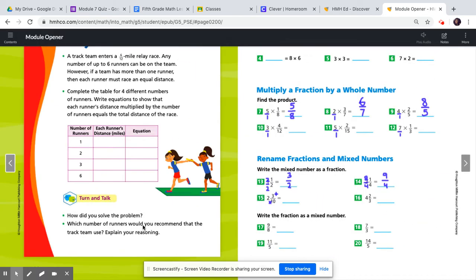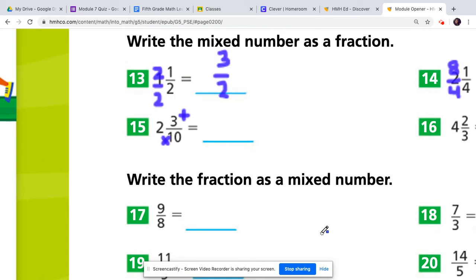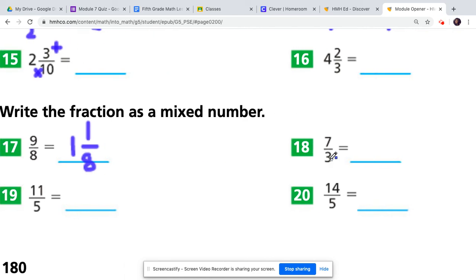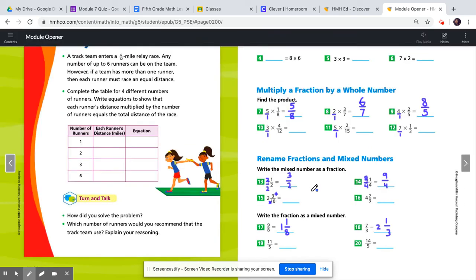Now you're doing the opposite. Let me get my writing tool. The opposite is being done over here. You have to ask yourself, how many times does 8 go into 9? 8 goes into 9 one whole time. I would have 1 left over out of denominator 8. Let's do it again over here. 3 goes into 7 2 times. 2 times 3 is 6, which means I would have 1 left over out of 3. And then you would do the same to 19 and 20.